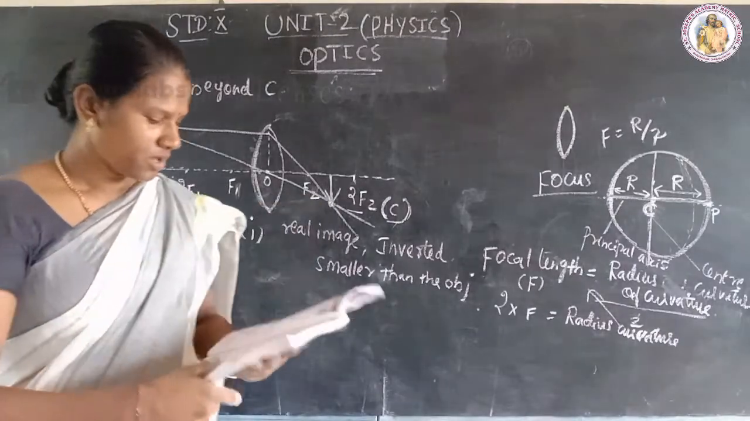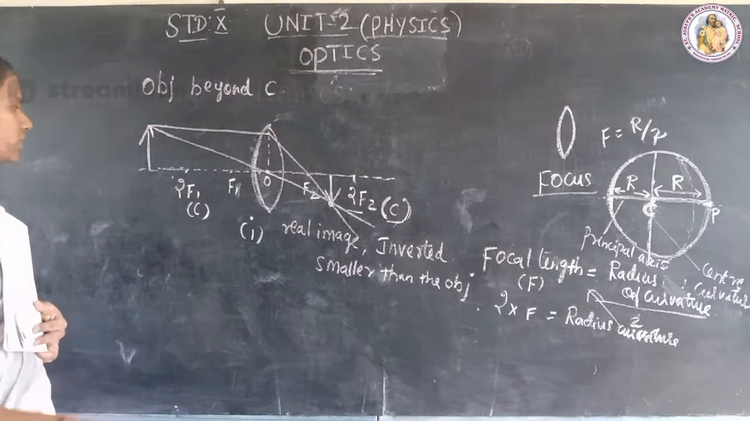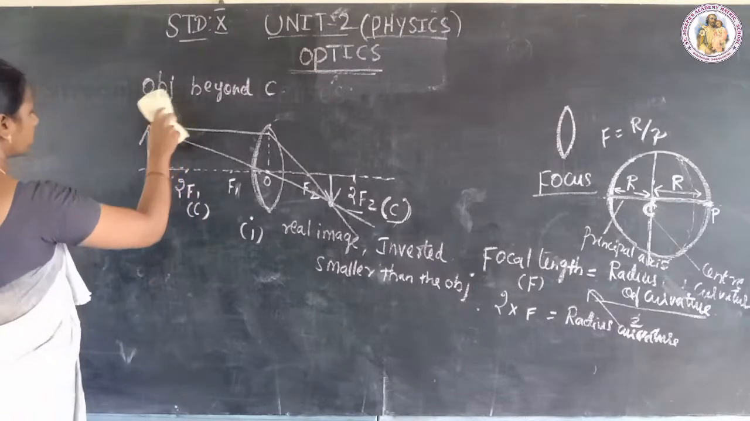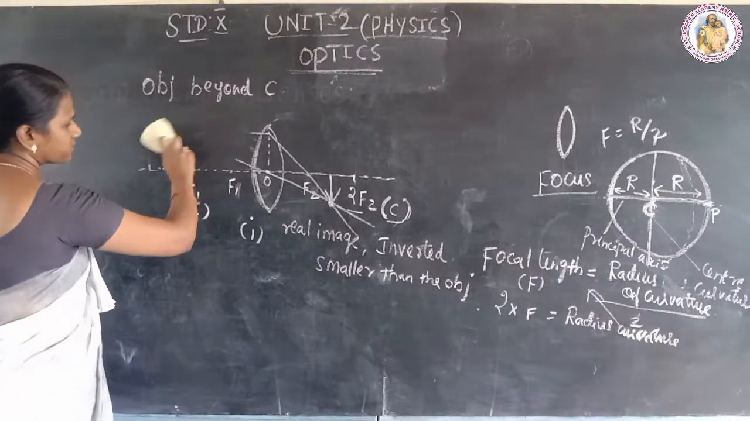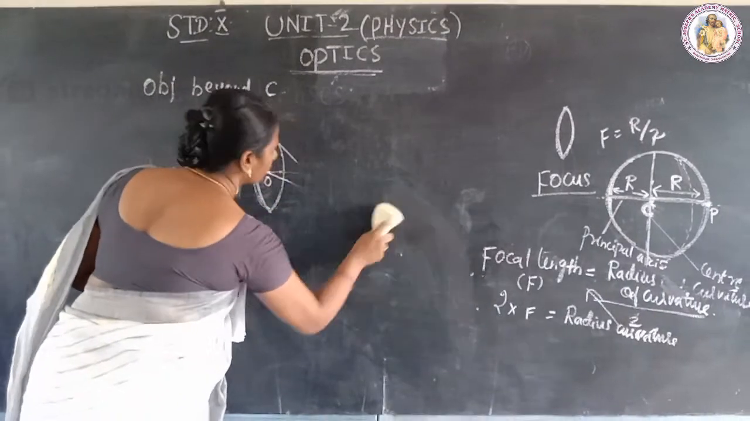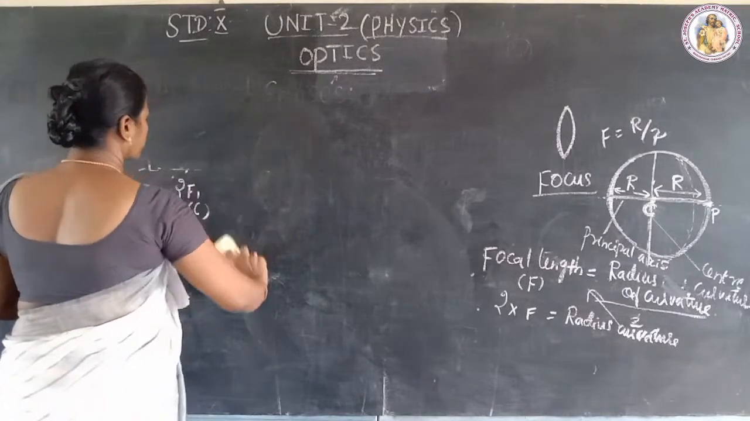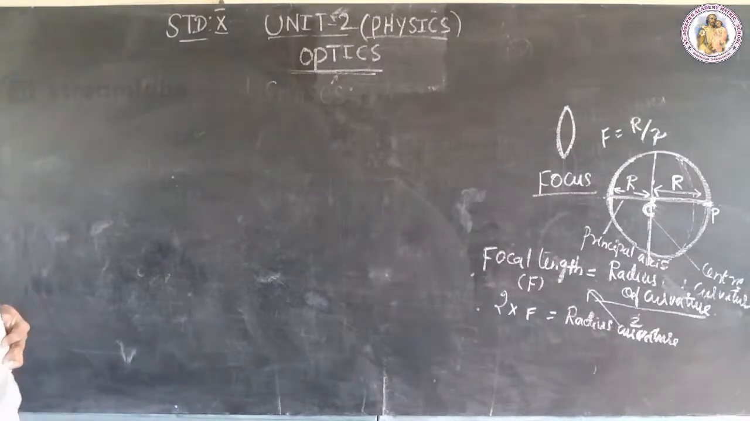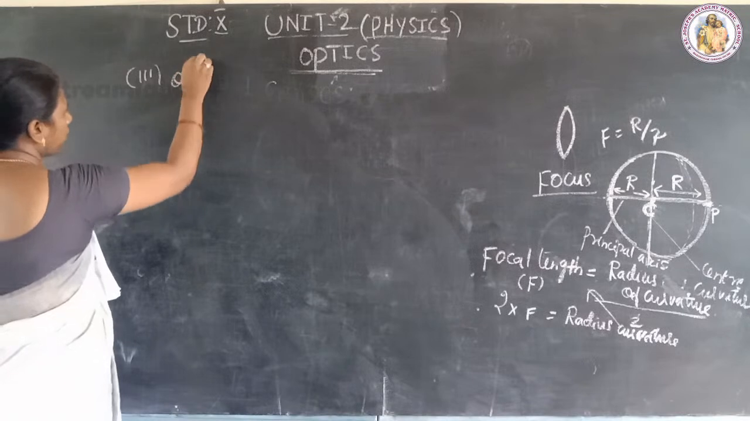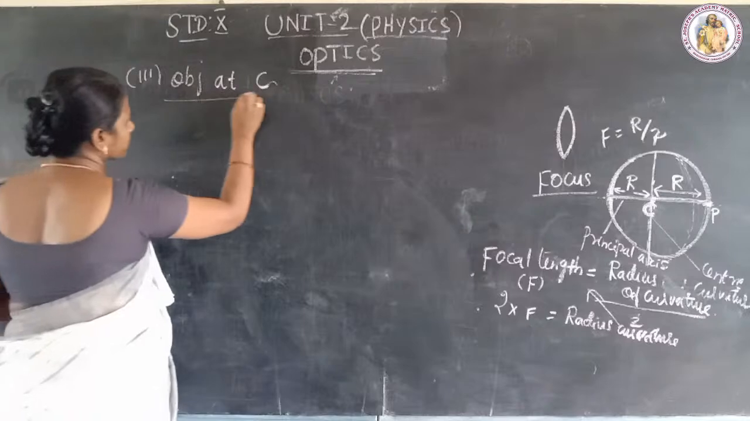Okay, next, what's the next case? If the object is placed at C. Now I am going to take the object at C, அதாவது at the center of curvature ல வைக்கும்போது என்ன ஆகுது, what happens? Okay, the third case.